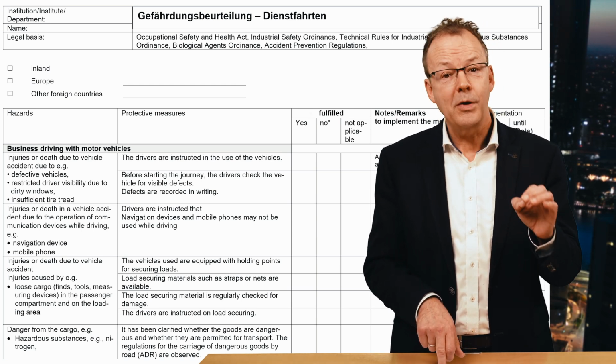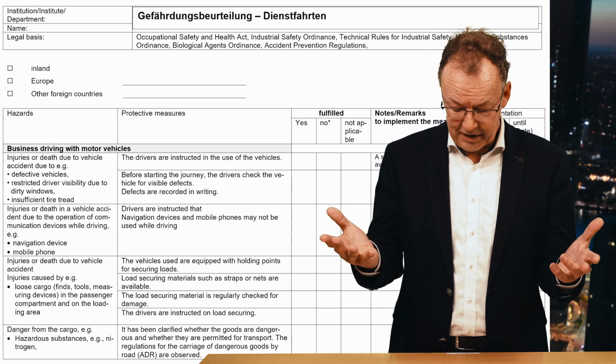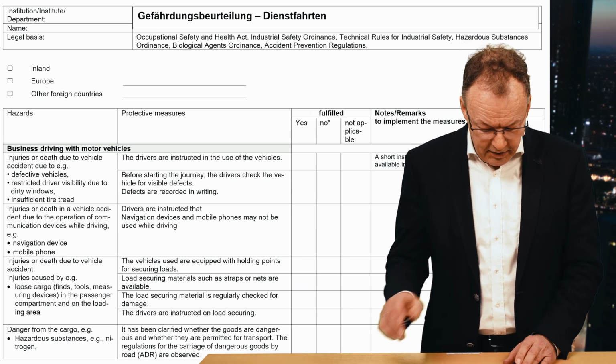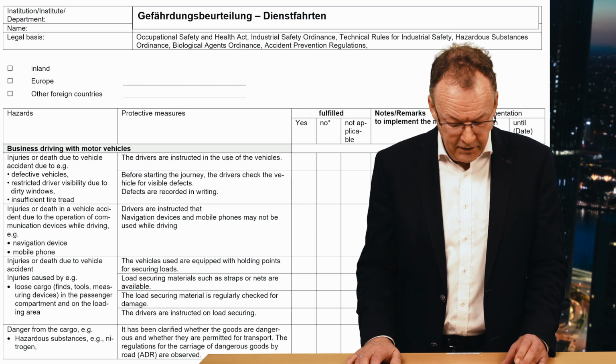And then what does not applicable mean? Not applicable may mean that I don't have a mobile phone, for example. Okay, next thing is injury or death due to vehicle accident, loose cargo and things like that.